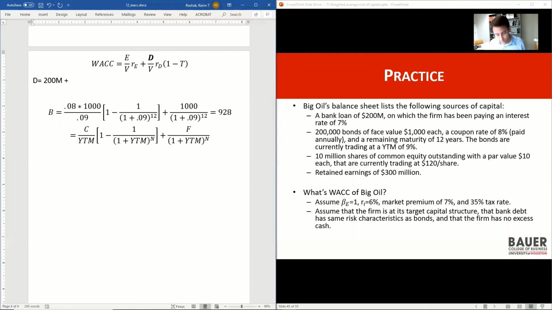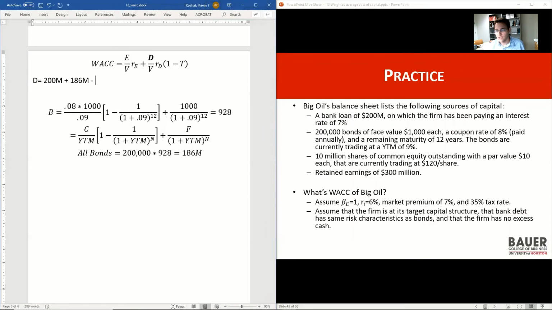So how much are all the bonds worth? Well, we've got 200,000 of them, and they're each worth 928. So that means that all of the bonds are worth about 186 million. Okay. So that's going to be part of our debt. We have 200 in bank debt, 186 in bonds.